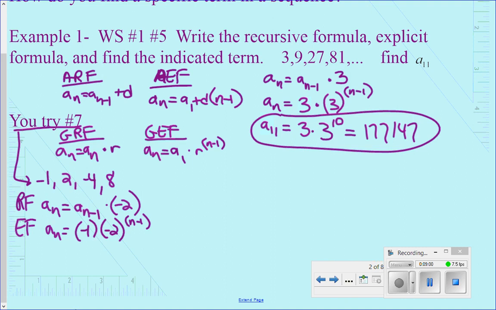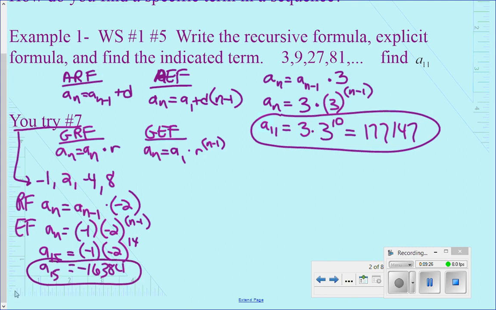And that's our explicit. So if I want the 15th term, a sub 15, I substitute 15 in, -1 times -2 raised to the 15 minus 1, or 14th power. Well, -2 to the 14th is going to be a positive number times -1, that's going to come out to be negative. And you can just type that in the calculator. -16384 is the 15th term. Okay, so that takes care of number 7.